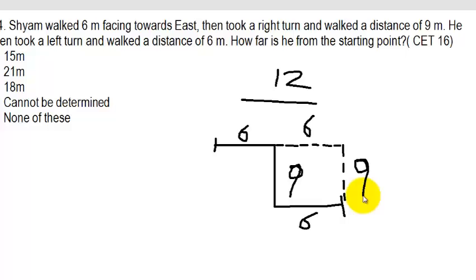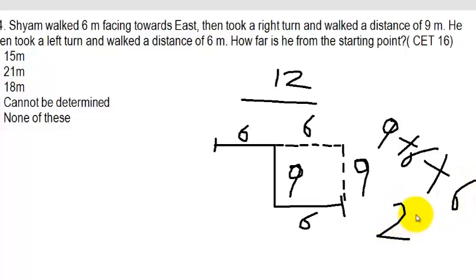So what does your answer have to be? The answer has to be 9 plus 6 plus 6, which comes to 21. Right? 21 has to be your answer.